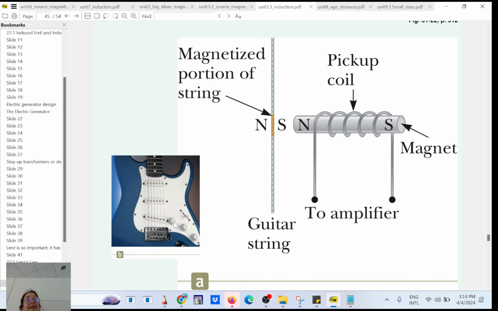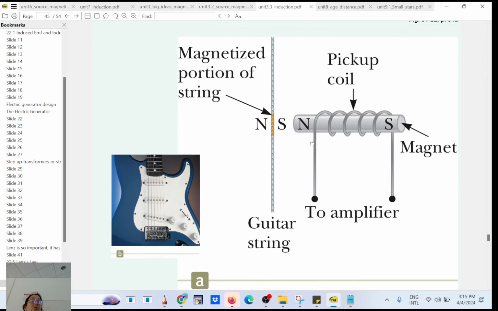This is an electric guitar. Okay, so that's not Lenz's law. I don't know why this slide is here, but the idea is that you see that the string here gets magnetized. So when you play the guitar here, it's going to push and pull the magnet, so it's going to induce a current in here. The current will have the same frequency as the string. So that's why you turn the motion of the string into an AC.